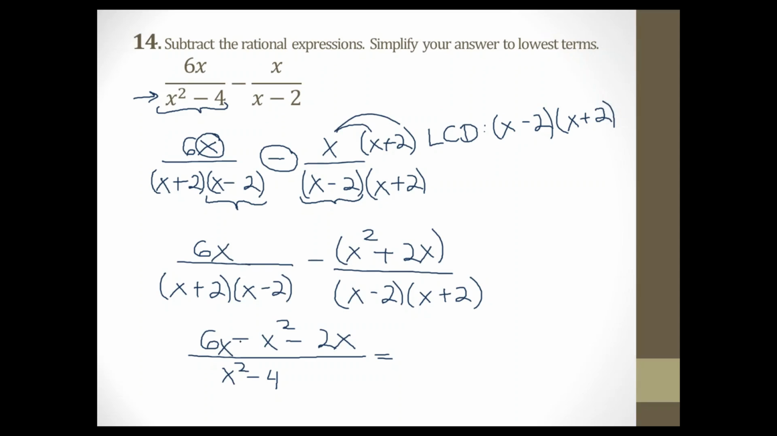So sorry for that. I lost my x, but the x is right here, and then I have two like terms, my 6x and my negative 2x. I can put them together, so that gives me negative x squared plus 4x, and x squared minus 4 in the bottom. So these two, numerator and denominator, look really similar, but they are not. So there's nothing else I can simplify, which means this would be my final answer.